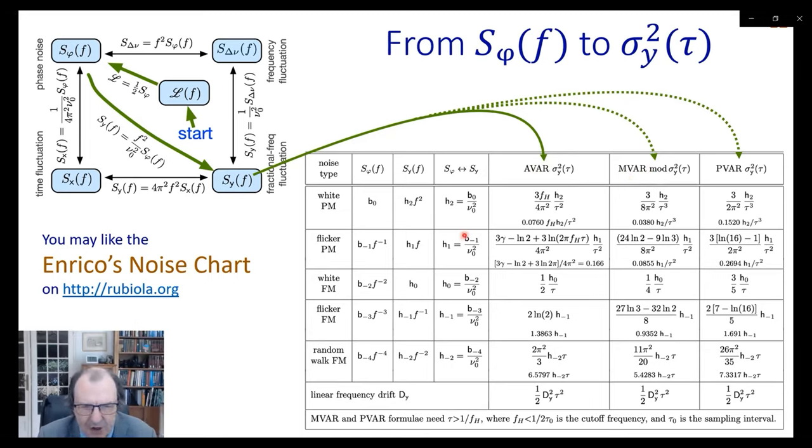So for each term, we have a different formula. For example, for white frequency noise, the Allan variance is 1/2 H0 over tau, and so on and so on. And well, that is all for this first part.